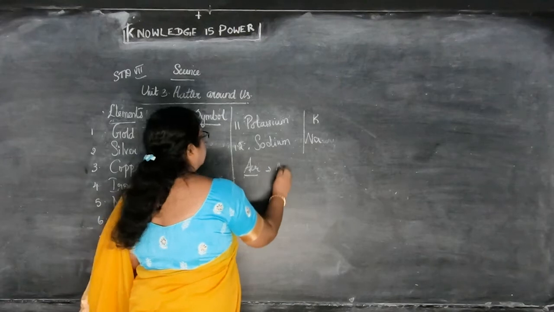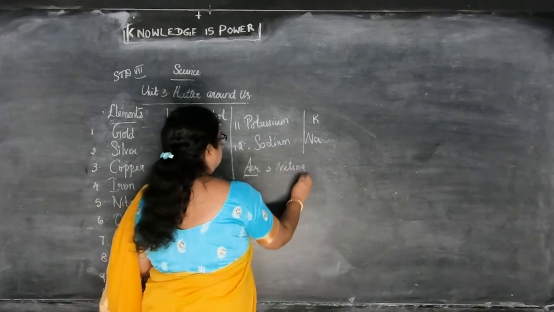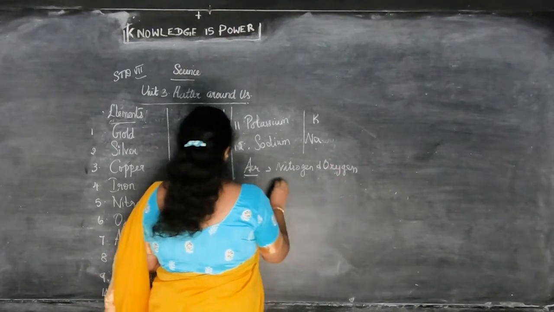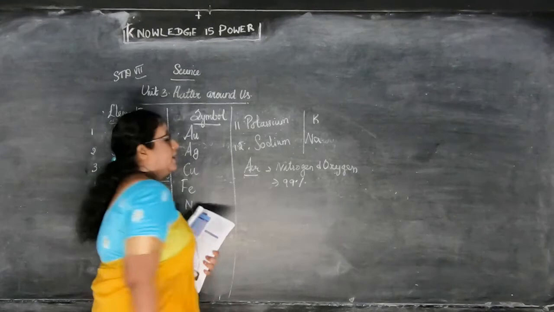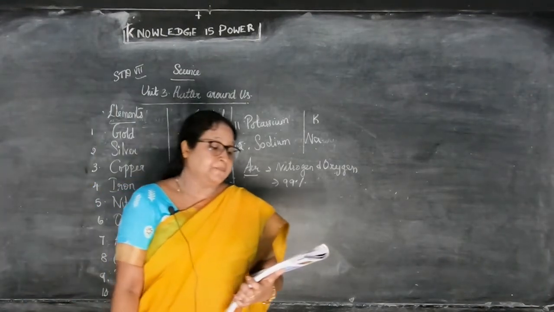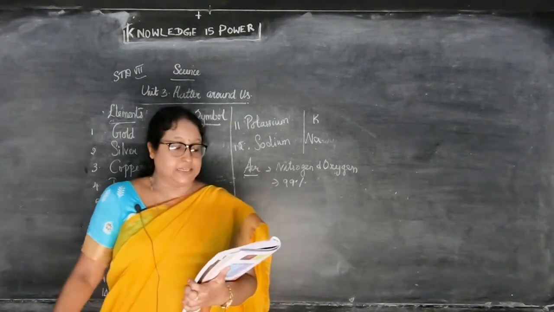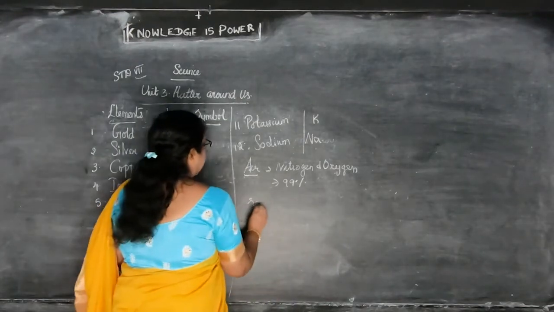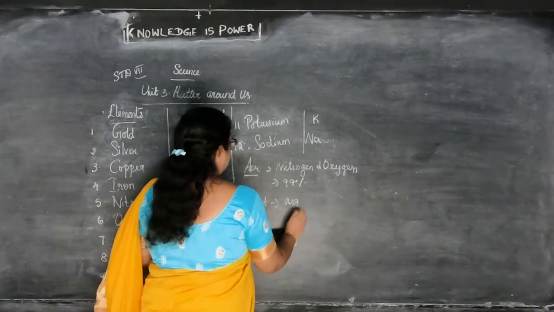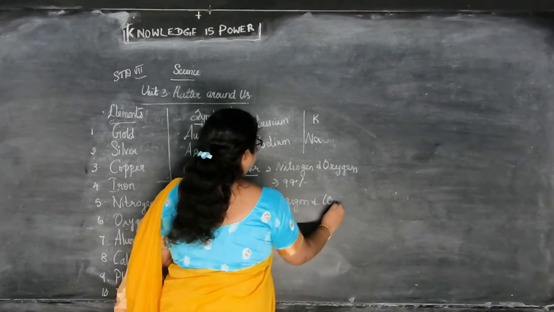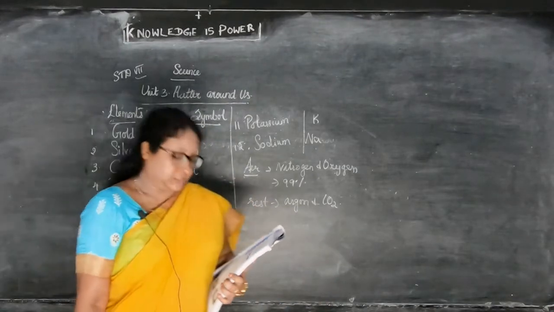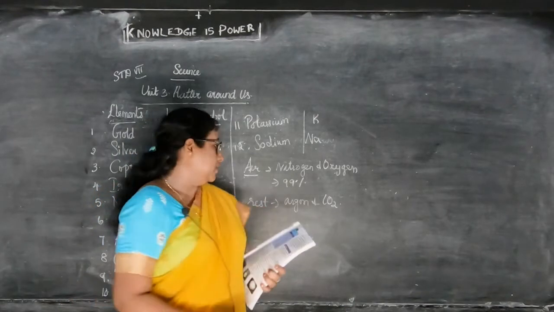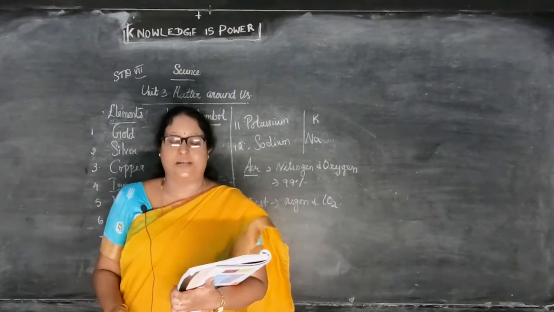In that, nitrogen and oxygen make up about 99% of the air. How much, children? 99% of the air. The rest, that is 1%, includes small amounts of argon and carbon dioxide, that is CO2. So how much is 99% of the air, children? That is nitrogen and oxygen. And the lesser amount, the rest, is argon and carbon dioxide.